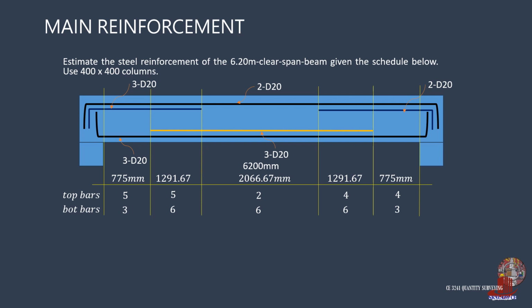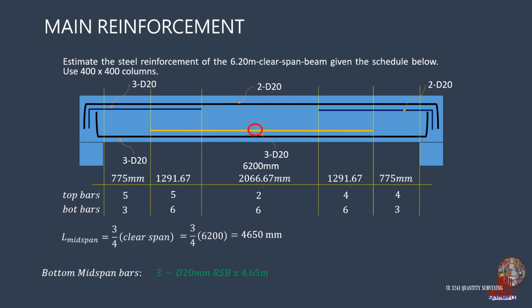The last type of bar is the bottom midspan, which from the interpretations is taken as 3 D20 mm. Its length is 3/4 of the clear span, and that is 3/4 of 6.2 meters, which gives 4.65 meters. So the bottom midspan bars can be taken as 3 D20 mm RSB by 4.65 meters.